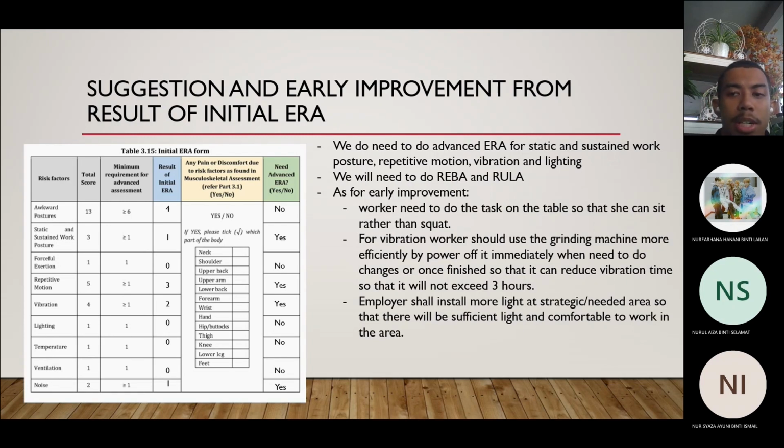As for early improvement, the workers need to do the activities on a table instead of sitting or squatting to do the grinding process. Other than that, the vibration can be reduced by using gloves. And lastly, for the noise, the workers need to use headphones to reduce it.